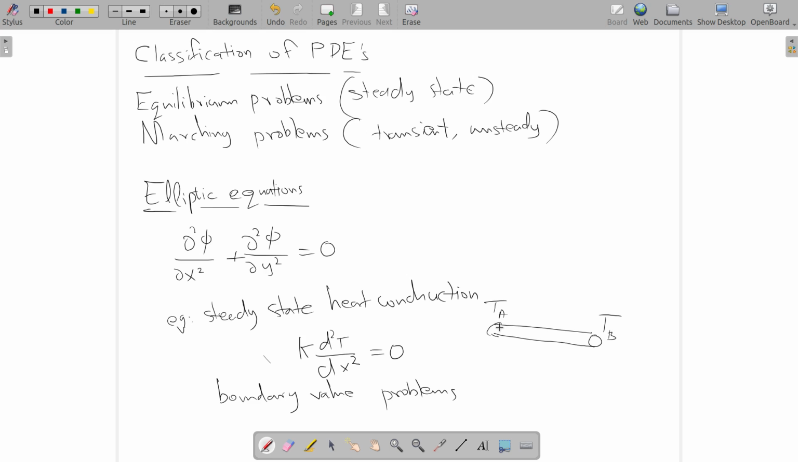If our coordinate, one dimensional coordinate is in this direction, let's say for x equal to 0, you have T equal to TA, and for x equal to L, you have T equal to TB. So that will be our boundary condition in this case. I think I used the term initial value for this example. That's not actually true. You only need boundary values for steady state problems. You need initial values for unsteady problems, time marching problems.